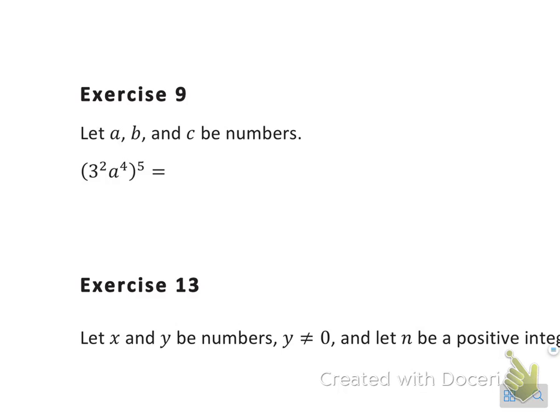For exercise 9, we're applying the same rule. We just have numbers and variables involved. So we have 3 squared times a to the 4th, all raised to the 5th power. Again, here we're raising a power to a power for each of these. So we end up with 3 squared raised to the 5th power, so we would multiply those powers, times a to the 4th raised to the 5th power, so we'd multiply those powers. And so that simplifies to 3 to the 10th times a to the 20th.